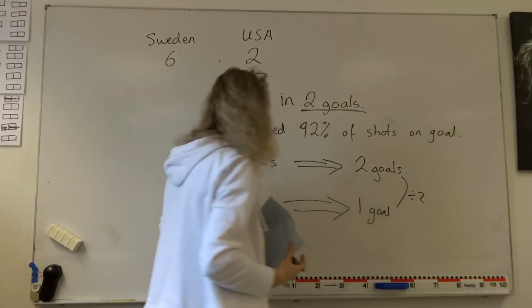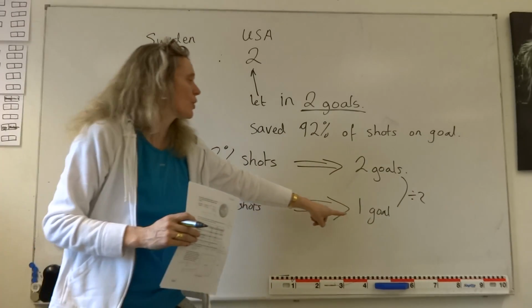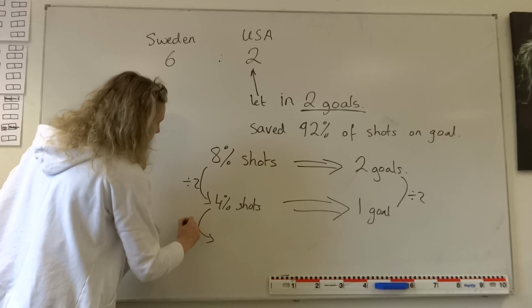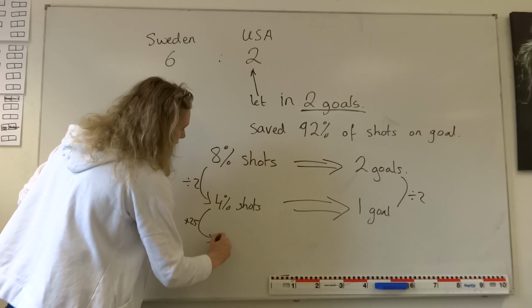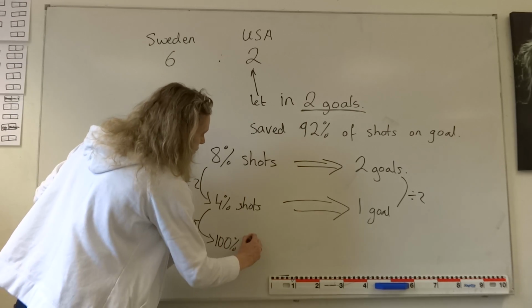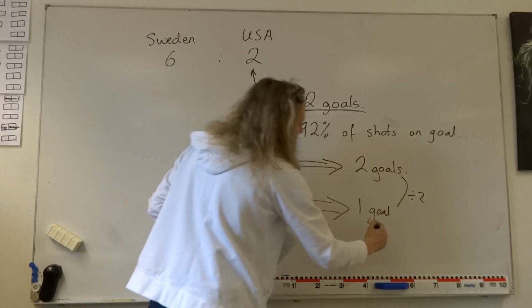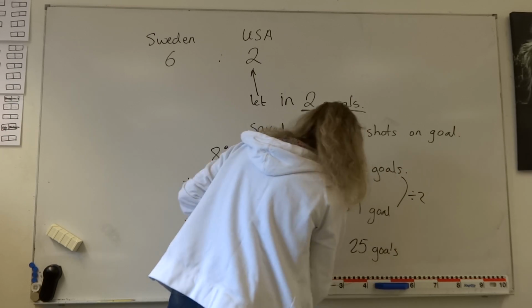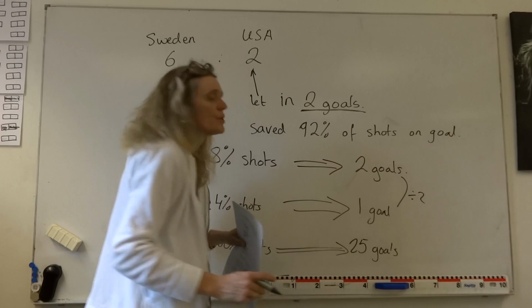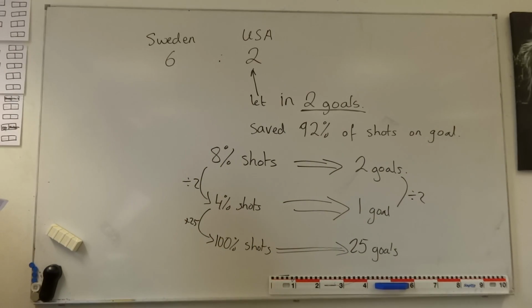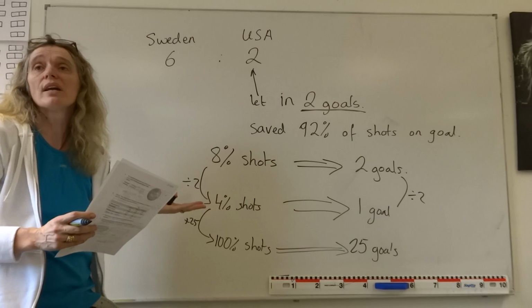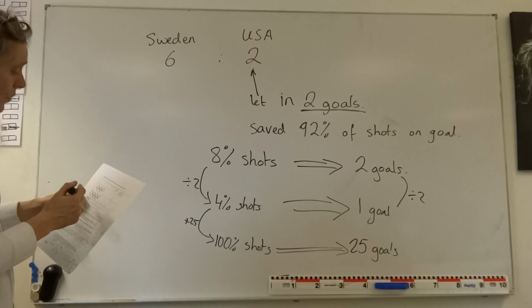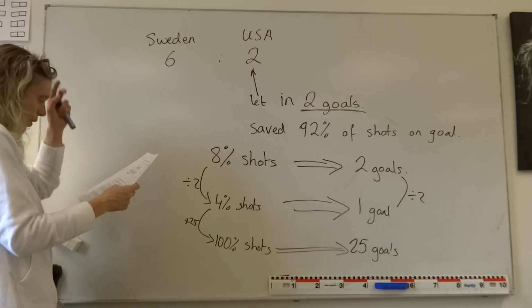So if 4% is 1 goal, how do we go from 4% to 100%? We multiply by 25. So 100% of shots on goal would be 1 goal times 25, which is equivalent to 25 goals. So there were 25 shots at goal, 92%, 23 of them he saved, 2 of them went in. Okay? So that's one way of doing that one.